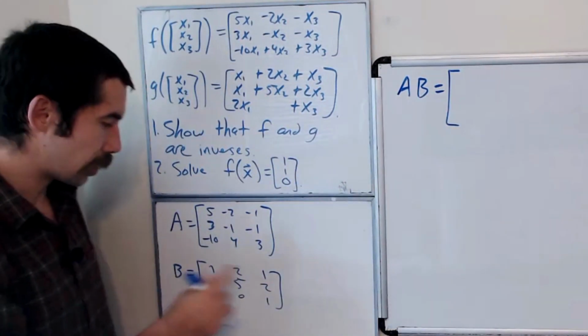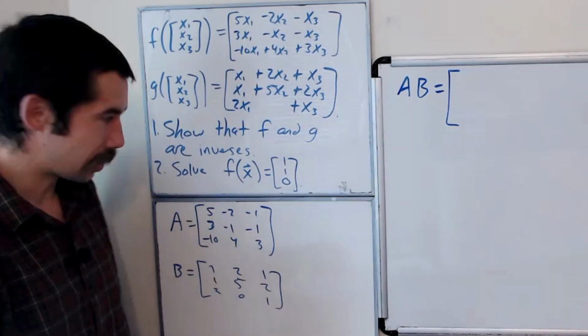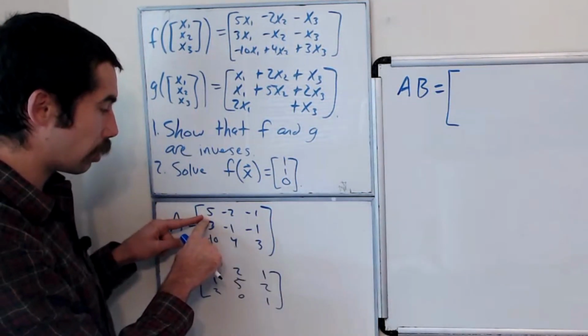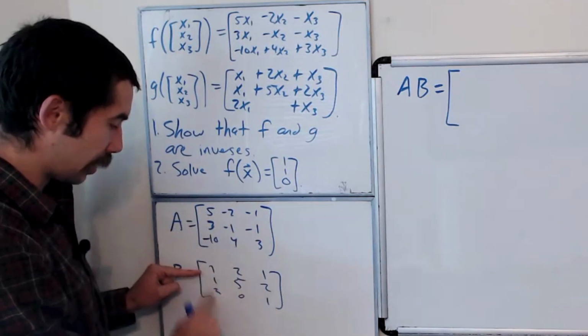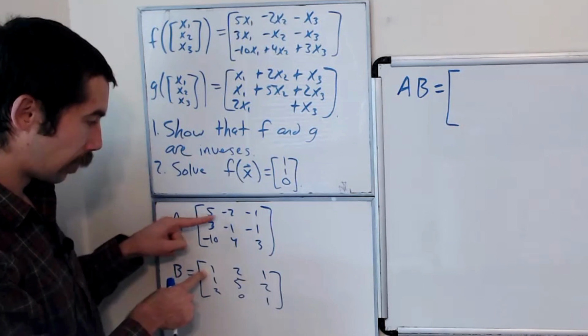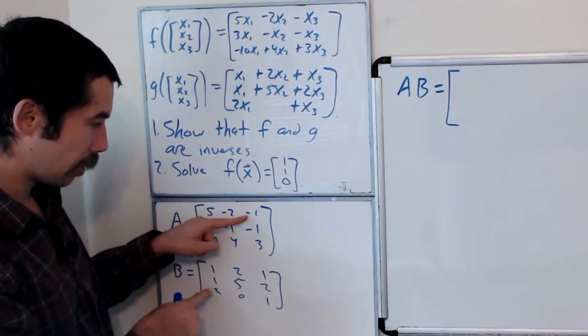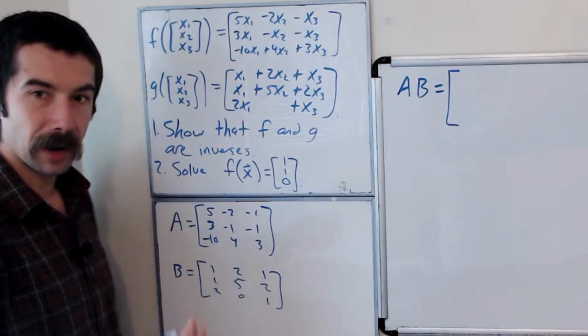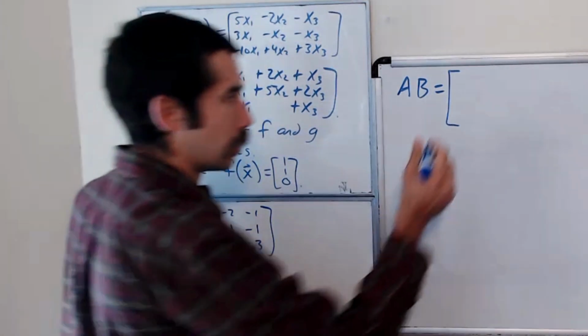Okay, we'll just do the first couple of entries and you can verify the rest on your own. But how do you get the top left entry of A times B? You go across the row of A and down the column of B. So it's going to be 5 times 1 minus 2 times 1 minus 1 times 2. Okay, so that's 5 minus 2 minus 2. That's 1.